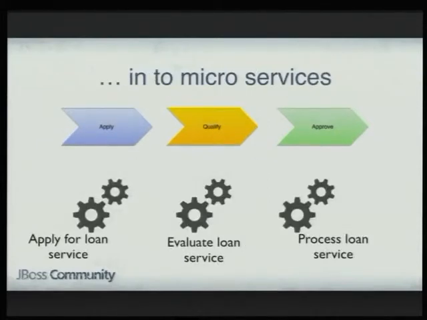Then if we start moving that into services, we can divide those three steps into three services. One is the apply for loan service, which usually will be a UI system that allows the user to enter the data that the bank requires, most likely validate it and pass it along. Then we have the evaluate loan service, and last but not least is the process loan service. So this is where different steps might take place.